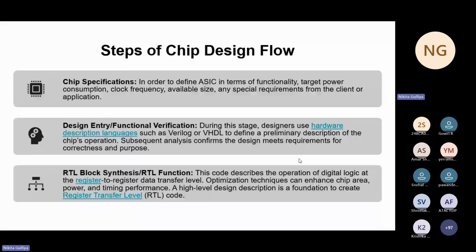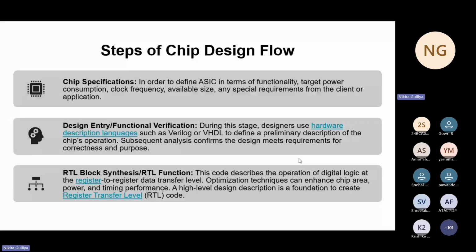We start with the chip specification, where we define functionality, clock frequency, power, area, and any other special requirements. Next is the design entry and functional verification. Here, designers write the HDL code using RTL languages, Verilog, VHDL, and verification engineers verify the design to ensure that it is behaving correctly. RTL design describes how data moves between registers on each clock cycle. This is the main working level for digital designers.